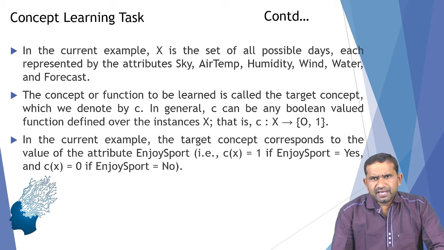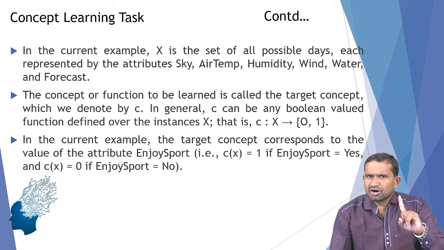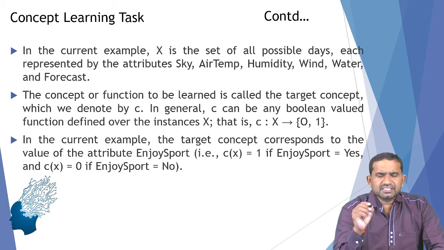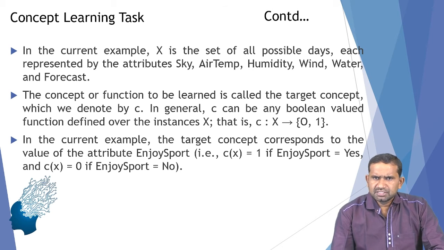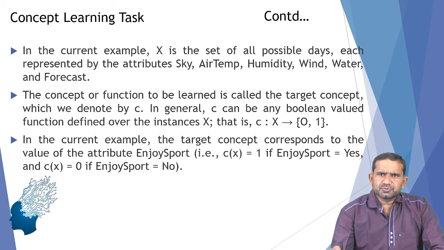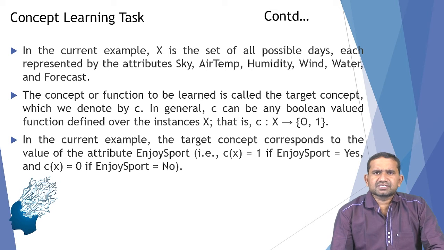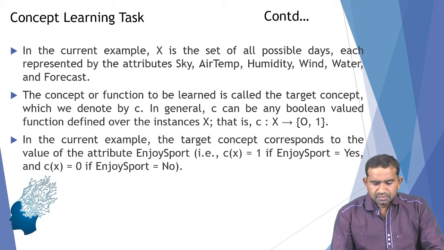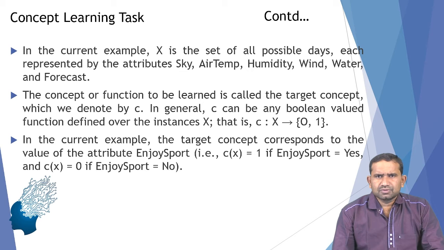Whereas C of x is equal to 1 means one value, it accepts all possibilities. It is enjoyed, meaning he enjoys water sports. Yes, it indicates C of x is equal to 1 and enjoy sports. Yes or no? Yes, absolutely yes. Next, C of x is equal to 0. Enjoy sports? No. Why?